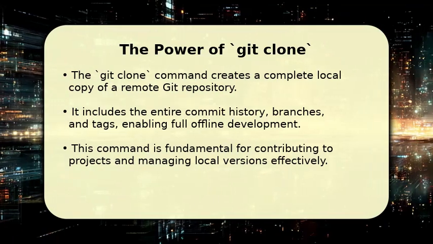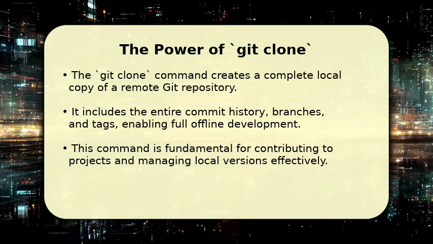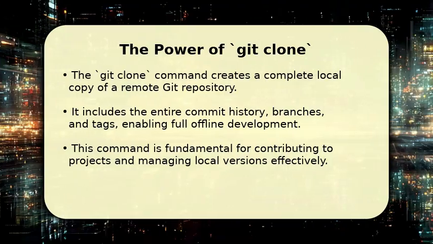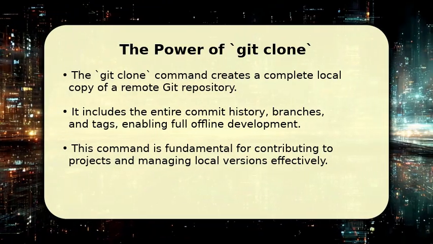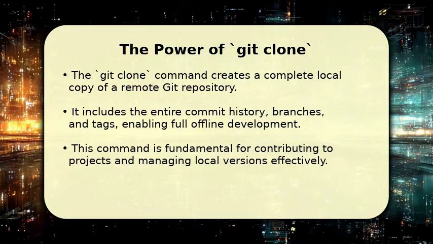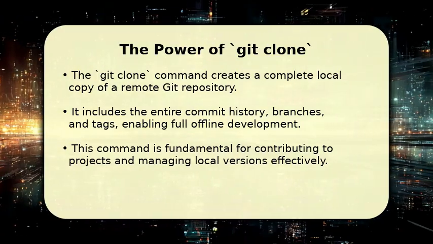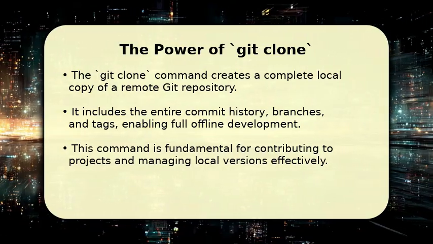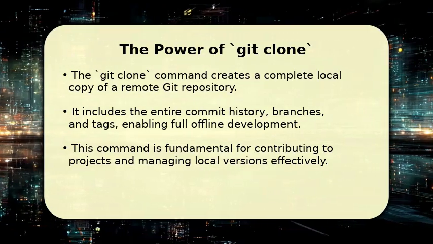The git clone command is the cornerstone of distributed version control. When you execute git clone, you're not just getting the latest files, you're downloading a complete replica of the remote repository. This includes every single commit, all branches, and every tag, allowing you to work entirely offline. It's essential for developers who need to contribute changes, create new branches, and maintain a full, version-controlled local copy of their projects.